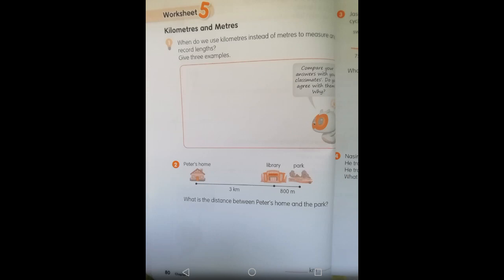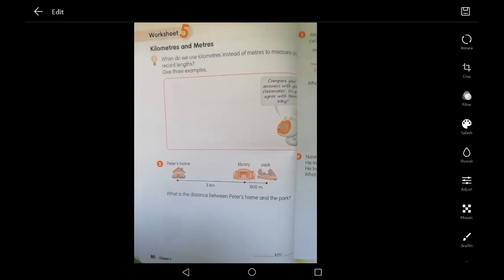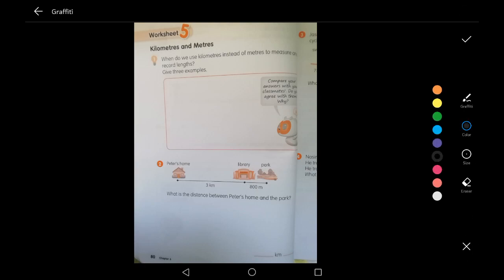Here we have this diagram that shows Peter's home is at the starting point, which is this point, and here we have 3 kilometers, the distance between Peter's home and the library, and the distance between the library and the park is 800 meters. Now, what is the distance between Peter's home and the park? We are going to measure the distance from this point to this point. What do you think we should do? Should we add or subtract those numbers? Good job. We should add.